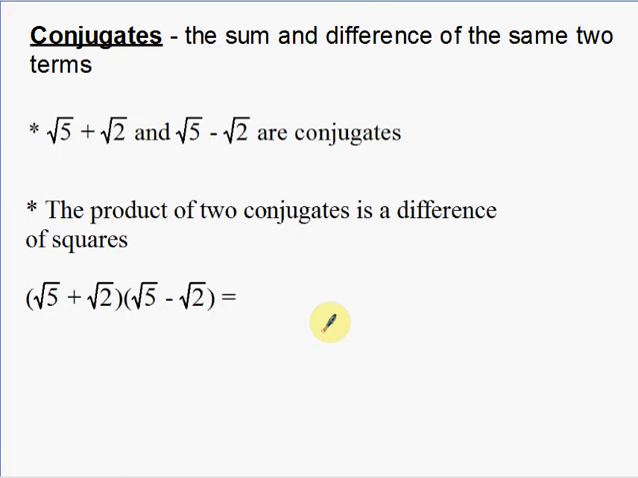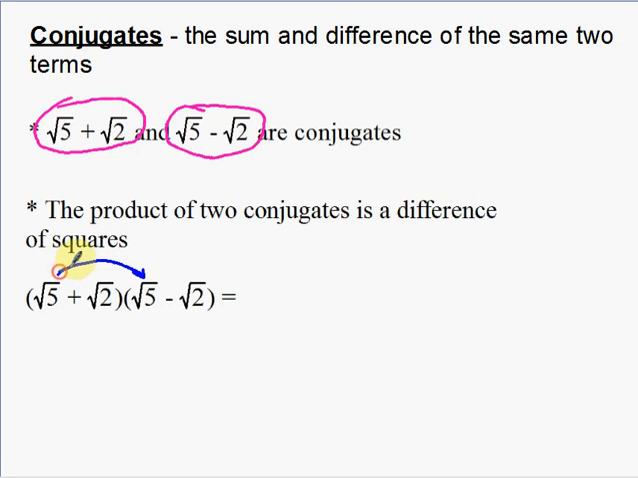Conjugates are whenever you have two expressions that look the same, like root 5 plus root 2 and root 5 minus root 2. And you'll notice, though, that they are different. They look the same, but they are different because one has a plus sign and one has a minus sign. Now, when we multiply two conjugates together, it's very useful because the middle two terms that you normally get when you distribute, they cancel each other out, and that gets rid of radicals or square roots for us.